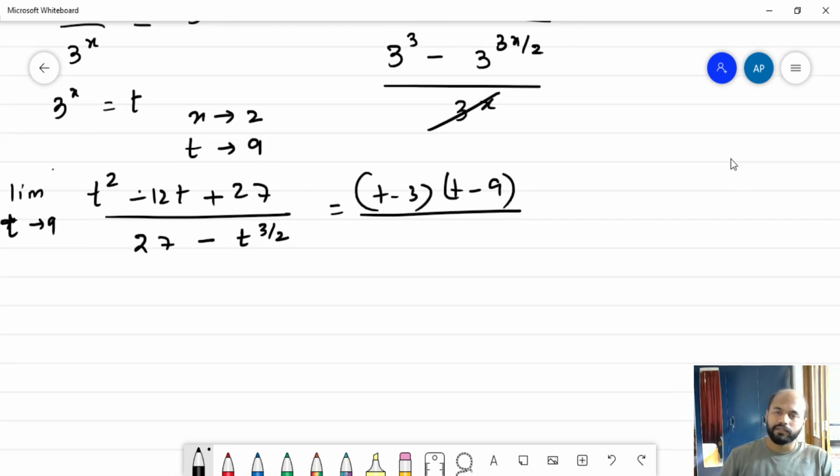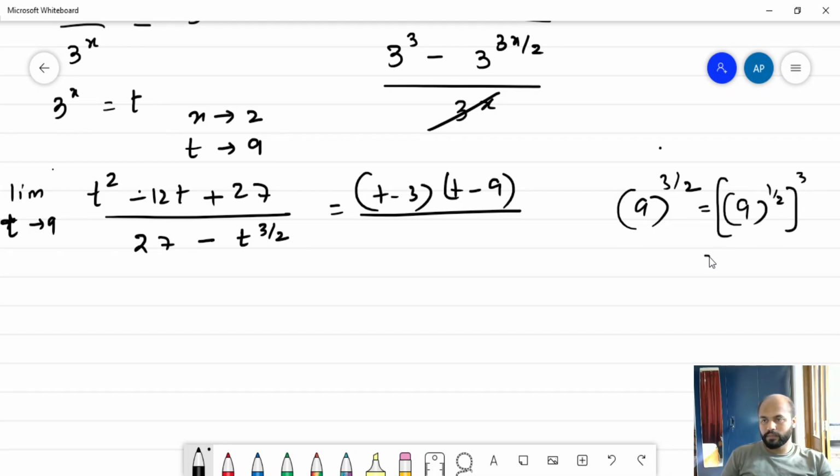at the bottom we are going to get 27. So 27 can be written as, in the denominator you can clearly see that square root of 9. So when I do this as square root of 9 raised to cube, it means the square root of 9 is going to be 3. 3 cube is 27. So this is going to be 27. It can be written as 9 raised to half cube minus t raised to half cube.